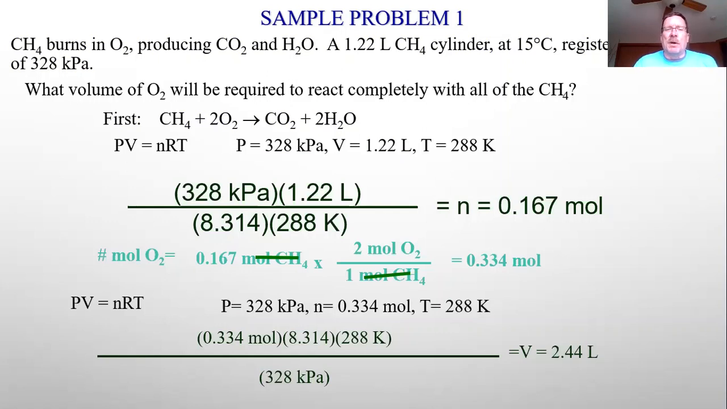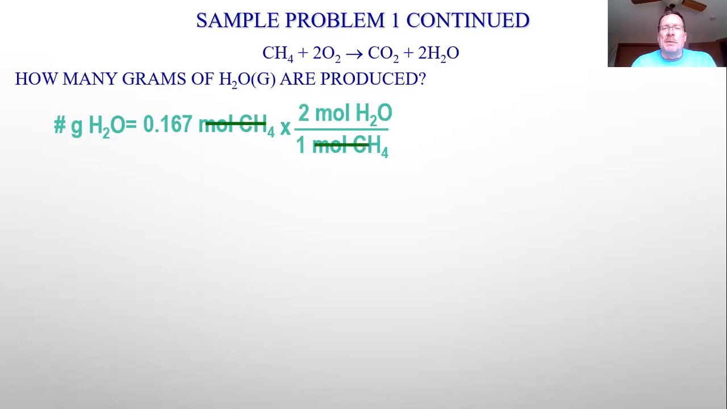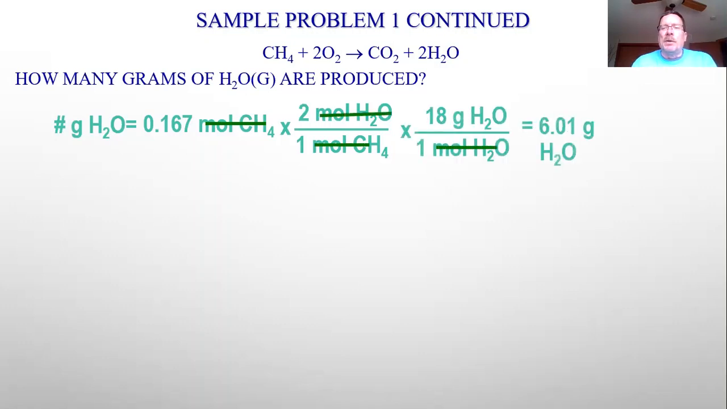Now, using the same equation, let's ask another couple of questions. How about, and I've got the equation there, how many grams of water are produced? Well, I've already done the work to know that I have 0.167 moles of methane. That we did in our previous portion of this problem. Now, again, I've got my mole ratio, 2 to 1, so that gets me into moles of water. And then as we know with stoichiometry, if I want grams, I just multiply again by the molar mass. And I end up with about 6 grams of water produced in that same reaction.